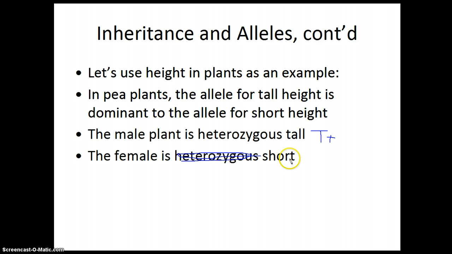And if the female is short, that means that she can't have any tall alleles, because the tall alleles are dominant. And if she had a big T, she'd be tall. So the only way to be short is to be lowercase t, lowercase t. That way she doesn't have any dominant tall alleles, and the female plant can be short. So this is going to be our first step: taking the word problem and making our genotypes for each parent.